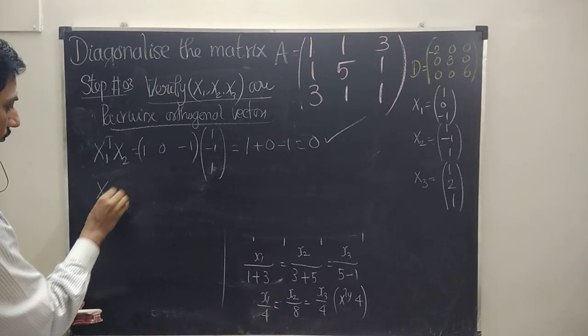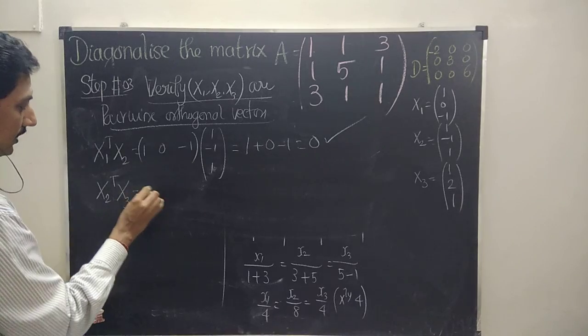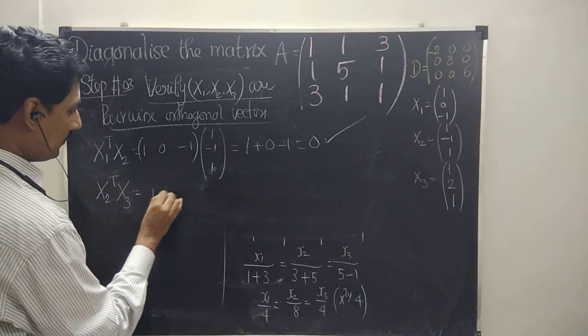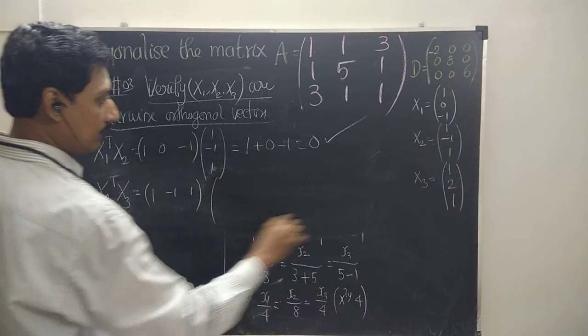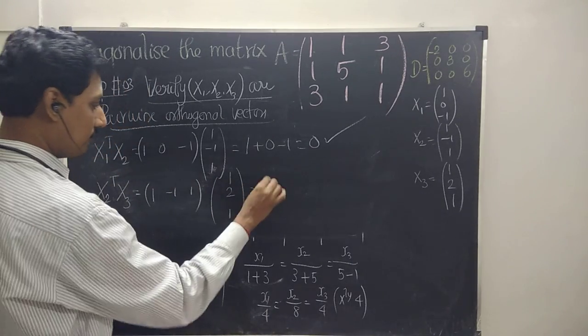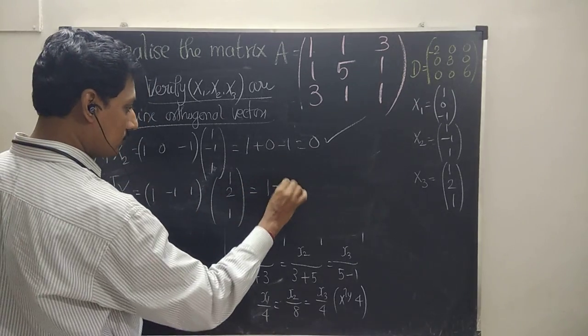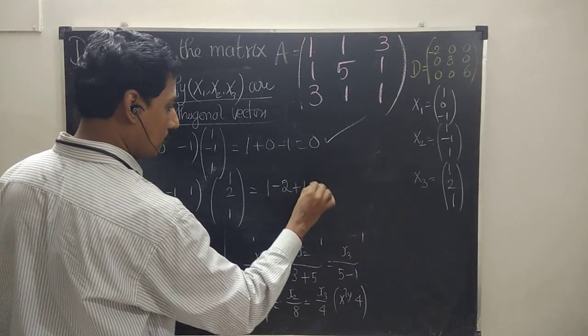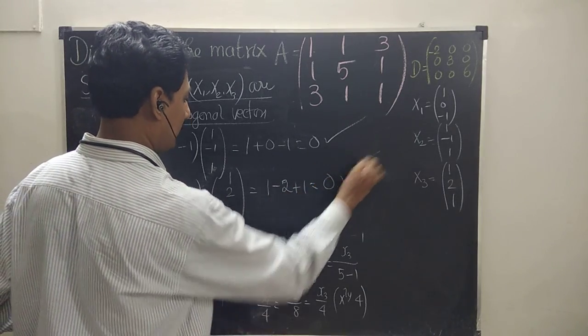What about x2 transpose x3? x2 transpose is 1 minus 1 1 and x3. What's x3? 1 2 1. So matrix multiplication: 1 into 1 is 1. Minus 1 into 2 is minus 2. 1 into 1 is 1. So 1 plus 1 is 2, 2 minus 2 is 0. Correct.